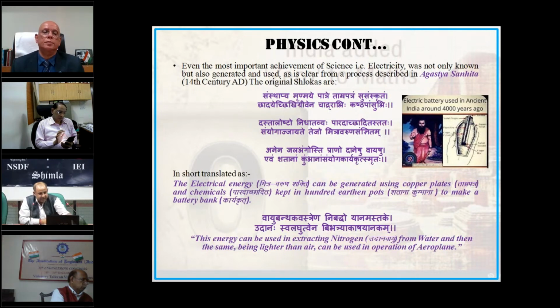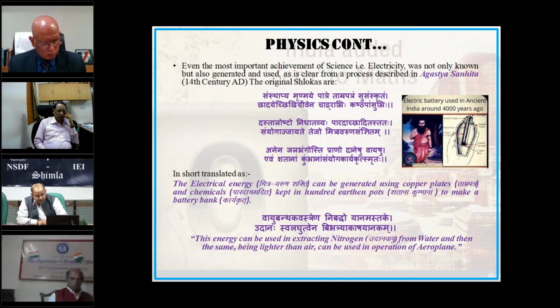It's clearly mentioned in the Agastya Samhita. This was compiled in the 14th century AD, of course known to Agastya ji 4,000 years back. What he says, in short, translated: the electric energy, called Mitra Paranu Shakti, can be generated using copper plates, called Tamarpatra, and chemicals, Tardachit. The chemical had some kind of mercury inside it, kept in 100 earthen pots, Shatanaham Kumbhanam, to make a battery bank. So this is how they developed batteries in early times.